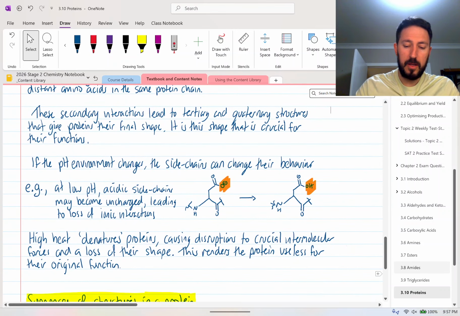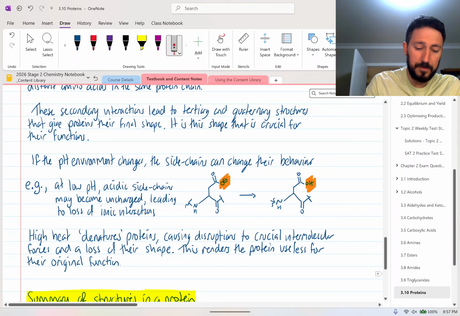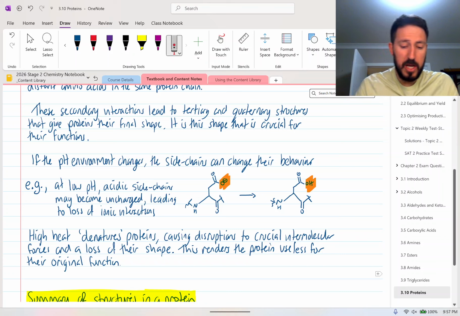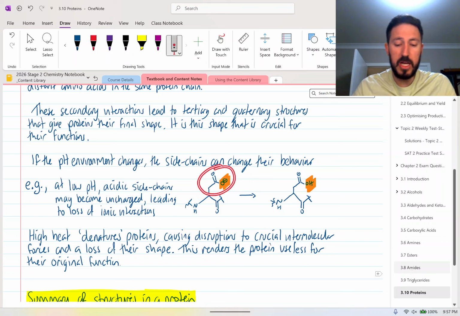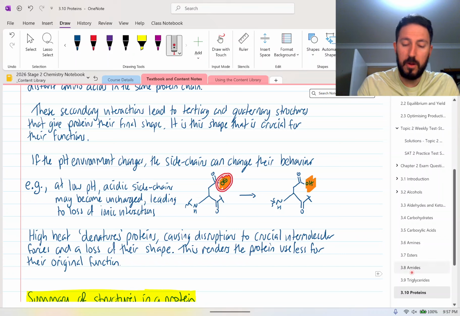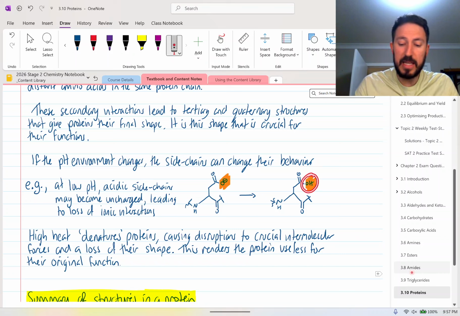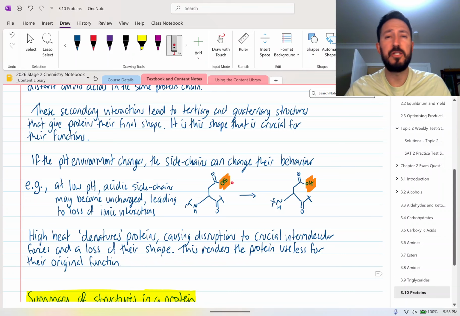Now, if we look at the effective pH, some side chains can have their behavior changed. An example would be this side chain here, which is a carboxylic acid. In a basic environment, it has our O minus. In an acidic environment, so if the acidity goes up, you end up gaining that OH back. In this case, you've lost our charge. That means any ionic or ion-dipole interactions that were there are now no longer there, which reduces the strength of those intermolecular forces, which could potentially break the structure.